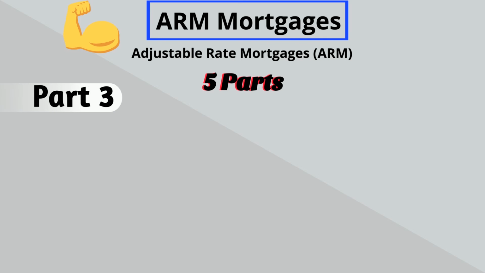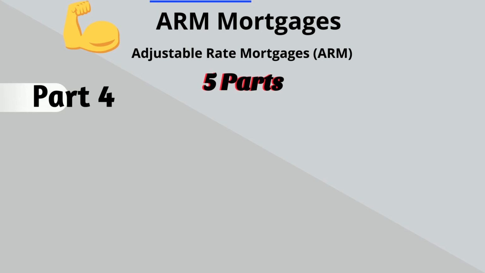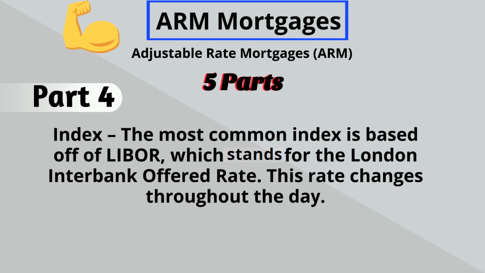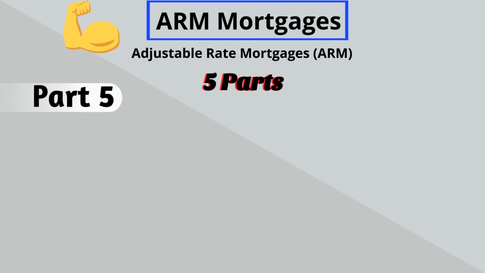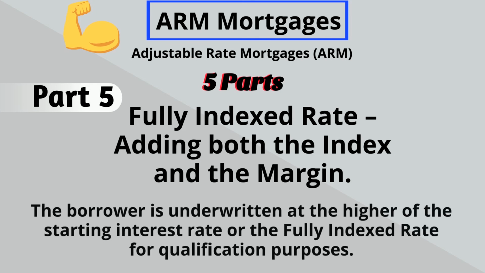Part 3. Margin. The only number on an ARM loan that cannot change. It is also the floor, meaning the interest rate cannot go below the margin. Part 4. Index. The most common index is based off of LIBOR, which stands for the London Interbank Offered Rate. The rate changes throughout the day. Part 5. Fully indexed rate, adding both the index and the margin. The borrower is underwritten at the higher of the starting interest rate or the fully indexed rate for qualification purposes.